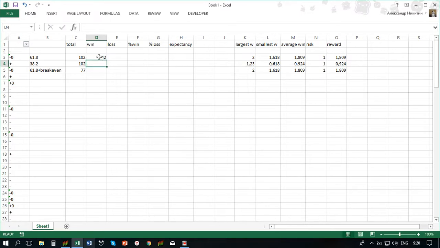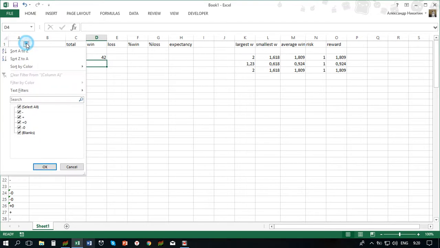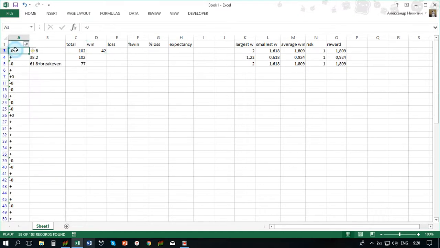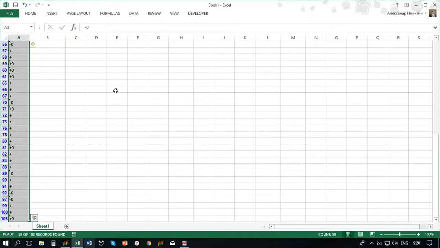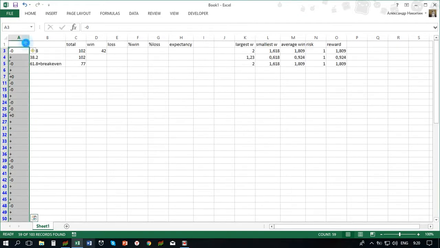Okay, let's calculate how many winners we have with the 3-2 strategy. Yes, 3-2 targets. What is a winner? It is everything that is not a loss, everything that is not minus. It is 3-2. Okay, let's do the calculations. How many do we have? We have 59.